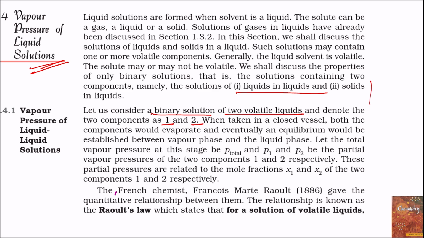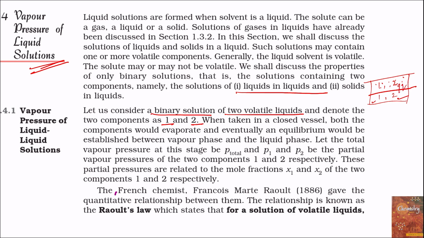Now when a solution of two volatile liquids is taken in a closed container, this is component 1 and this is component 2. Since both the liquids are volatile, in the vapor phase also we have vapors of both the components. So in the vapor phase also vapors of 1 and 2 are present and a dynamic equilibrium exists between the vapor phase and the liquid phase.